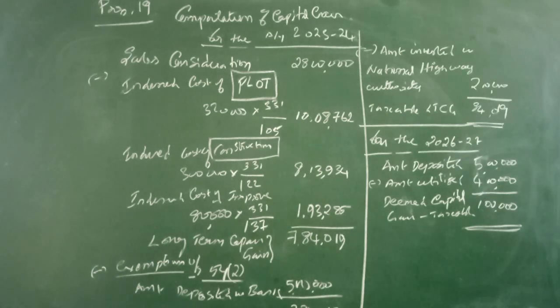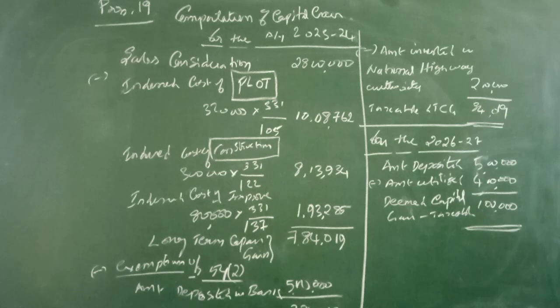Then another one is that he withdraws the amount from the bank and purchases a residential house. On what date did he withdraw the amount? On 20th, 2025. That comes to the 2025-26 previous year.